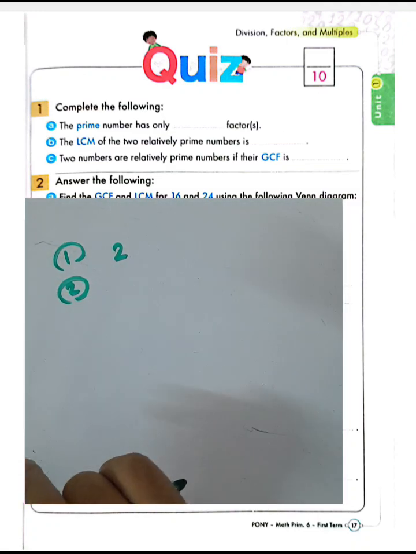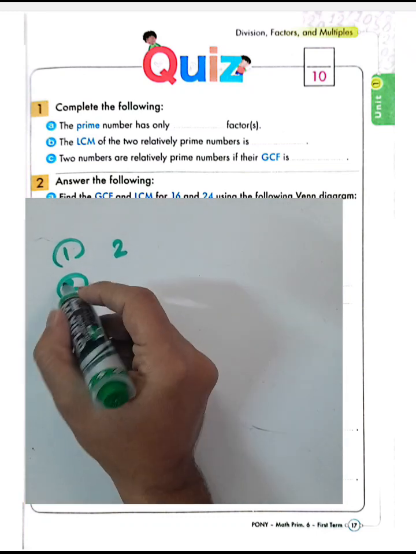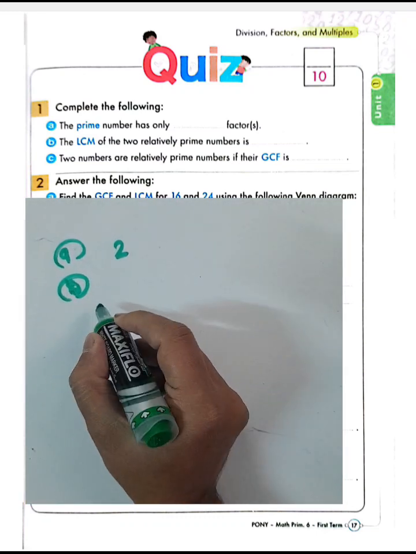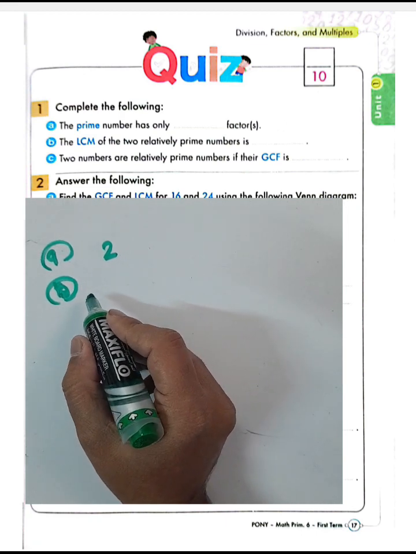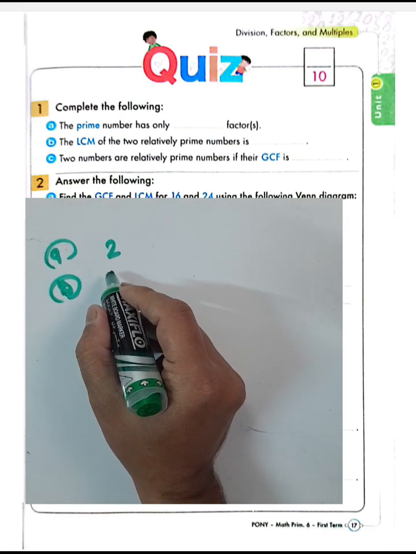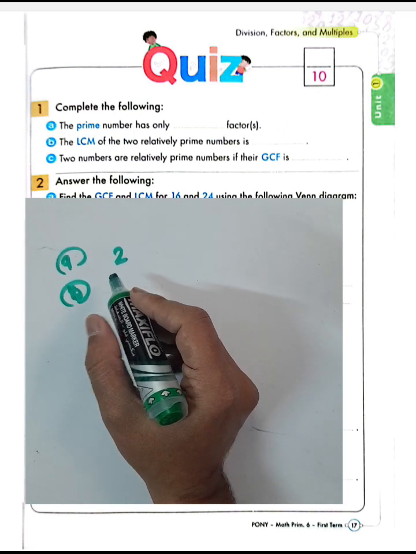We have 2 factors. Question letter B. The least common multiple of 2 relatively prime numbers, what will it be? It will be their product. We must write here their product, okay?